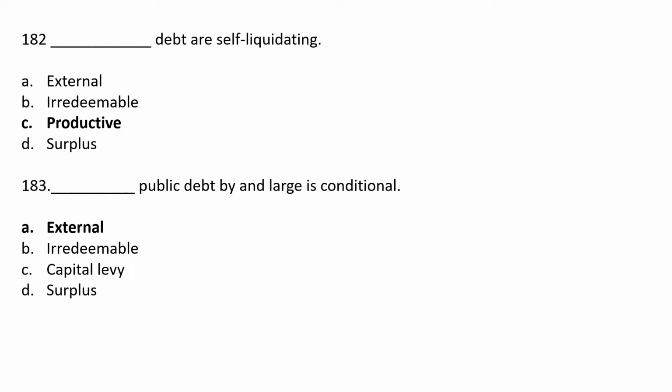Dash debt are self-liquidating. Option A external, option B irredeemable, option C productive, option D surplus. The correct answer is option C productive.